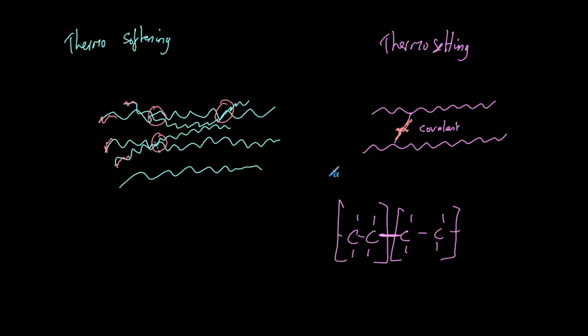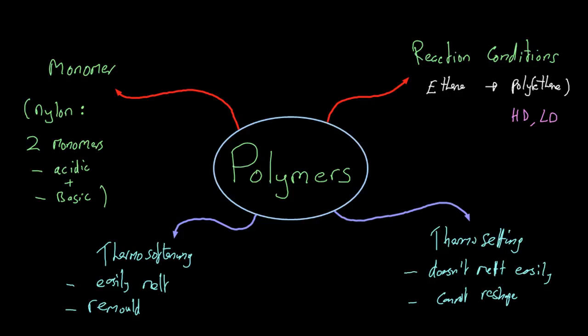Okay, so that's the difference between thermosoftening and thermosetting plastics and polymers. Going back to our flow diagram, thermosoftening and thermosetting polymers are useful for a variety of different things. What also gives a polymer its characteristics is the monomer you are using and the reaction conditions in which you produce that polymer. And so I'm going to stop here. That has been an overview of polymers, and I've given examples as well.